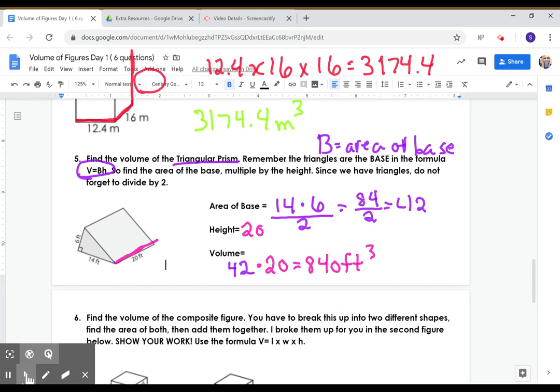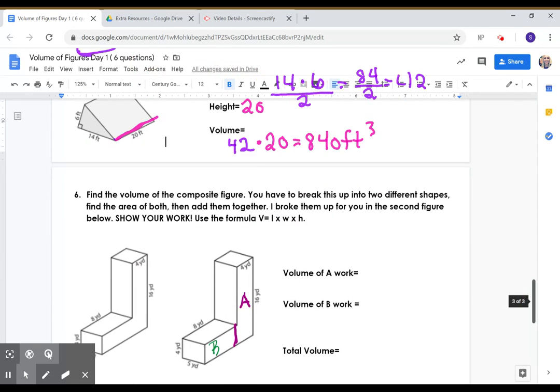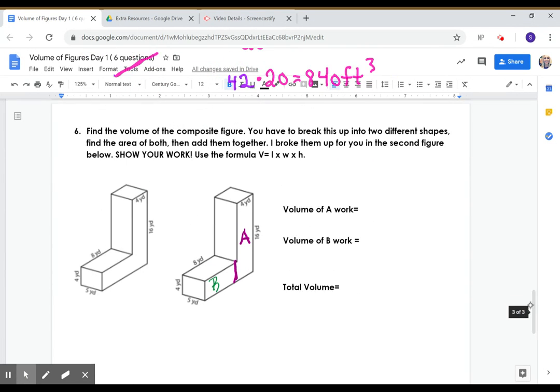Okay? And then the last one was like number 3 in the video I did before. So let's take a look at it. It says find the volume of the composite figure, right? So it's made up of actually 2 rectangular prisms put together in an L shape. It says you have to break this up into 2 different shapes. Find the area of both, then add them together. I broke them up for you in the second figure shown below. So show your work, use the formula length times width times height.